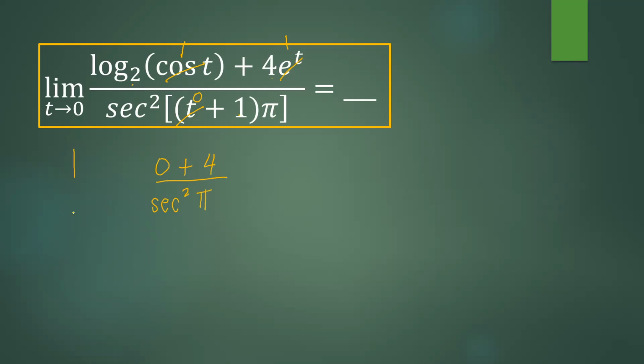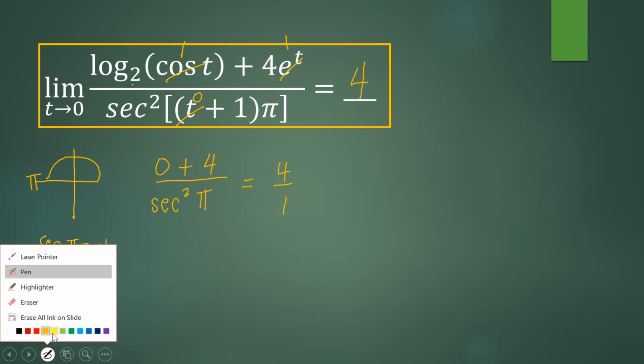Okay. So ano ba yung secant squared pi? Nandito tayo sa pi. Kaya ang cosine natin is actually negative 1. So same as the secant of pi. Secant of pi is also negative 1. But then we're squaring that. So that will be positive 1. So we have 4 over 1 and therefore the answer will be 4. Okay, that's it. Let's change our color to a brighter yellow.